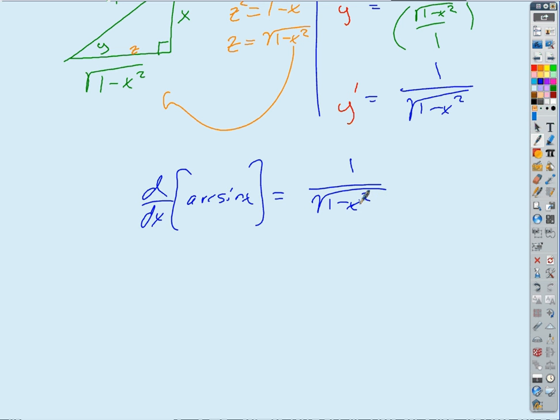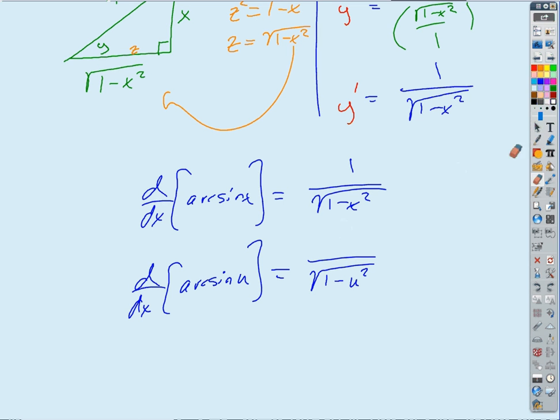So what if I want to make this more general, and I want to do an arc sine of u instead of an arc sine of x? That's no big deal. If I want to differentiate arc sine of u, I'm just going to use the chain rule, right? The derivative of arc sine of u is 1 over the square root of 1 minus u squared, times the derivative of u, which is just u prime. We'll just multiply the whole thing by u prime. Well, why not just put the u prime on top? So we get a new formula.